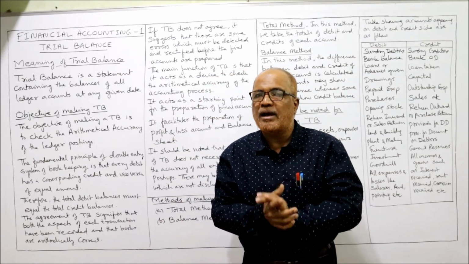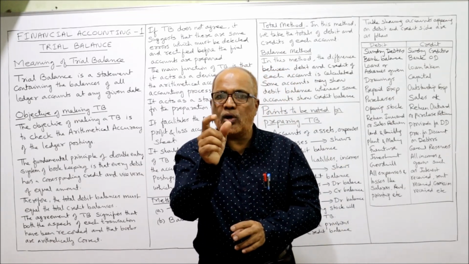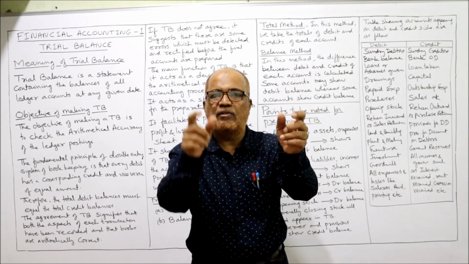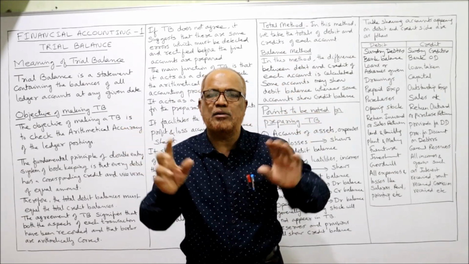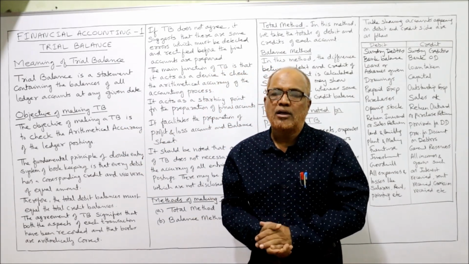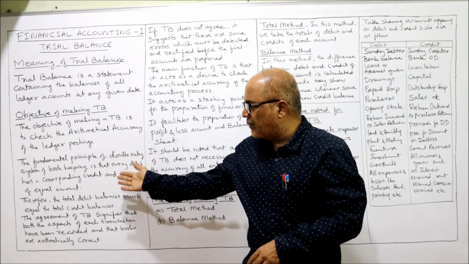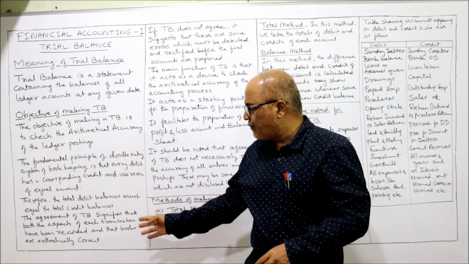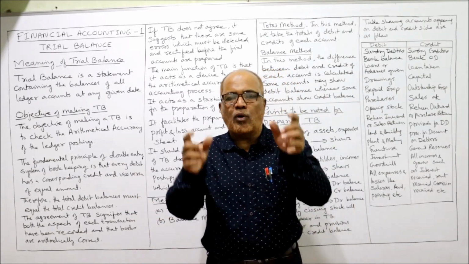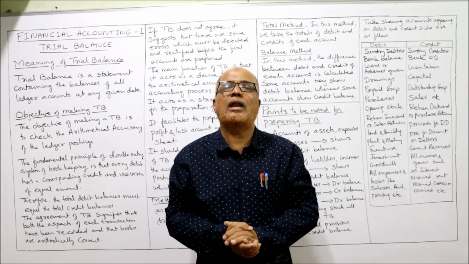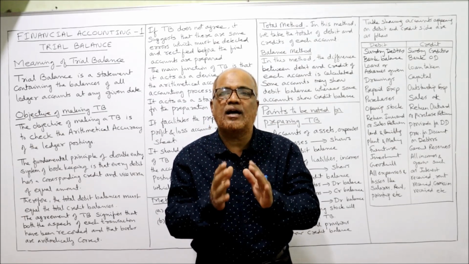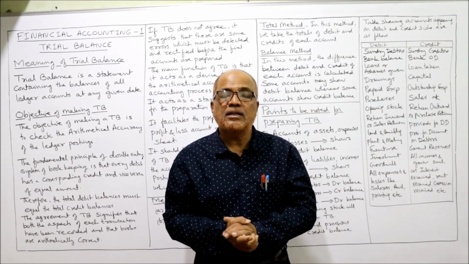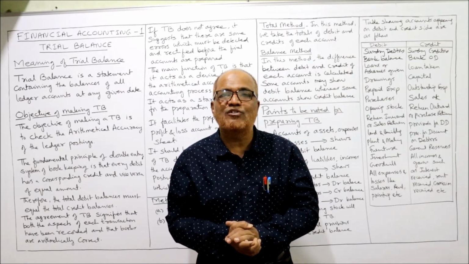So why will the trial balance agree? Because we follow the double entry system of bookkeeping. In the double entry system, every debit will have a corresponding credit. All the debits and all the credits must be equal. So here I have explained the fundamental principle. Therefore, the total debit and total credit must agree. If both the debit and credit columns are equal, it means arithmetically the books of accounts are correct. But that is not the conclusive proof.